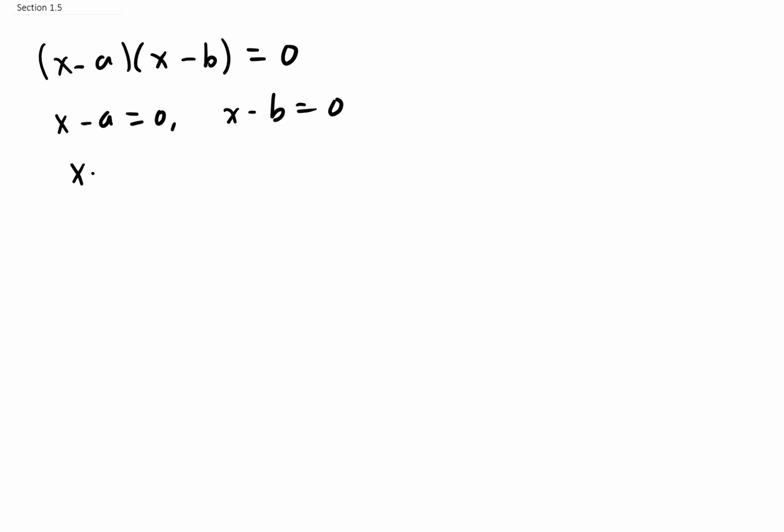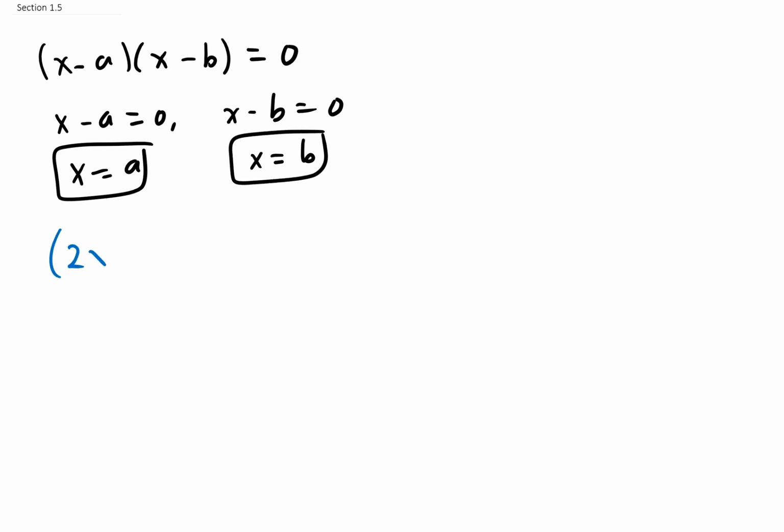Recall, if we have (x minus a) times (x minus b) equals 0. To solve this, you set each one equal to 0, and then add a to both sides. You get x equals a, x equals b. So this can be applied to any example.